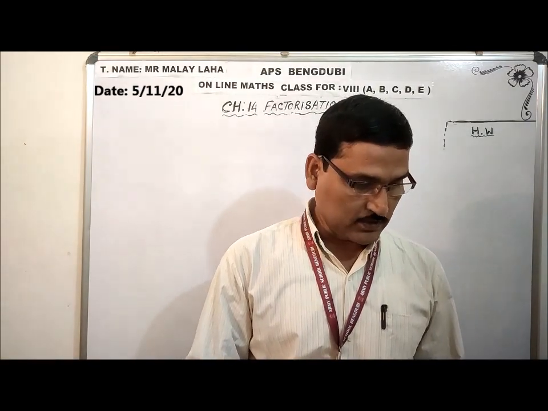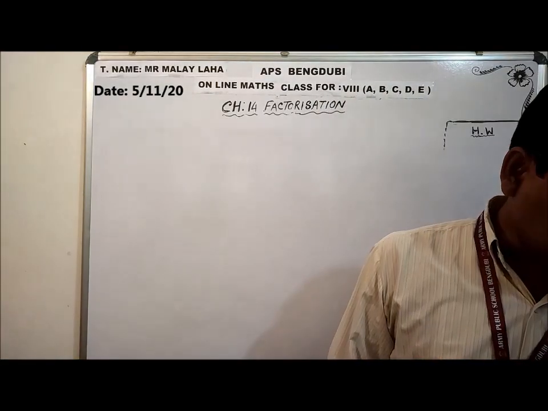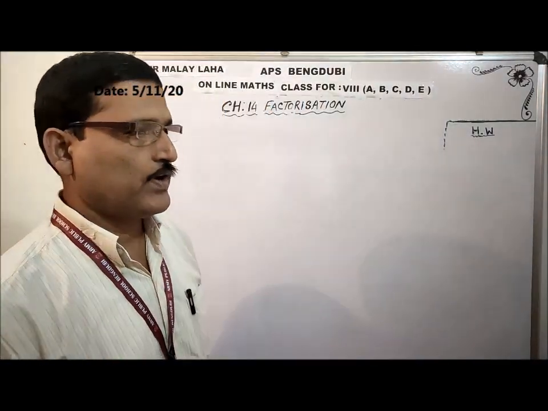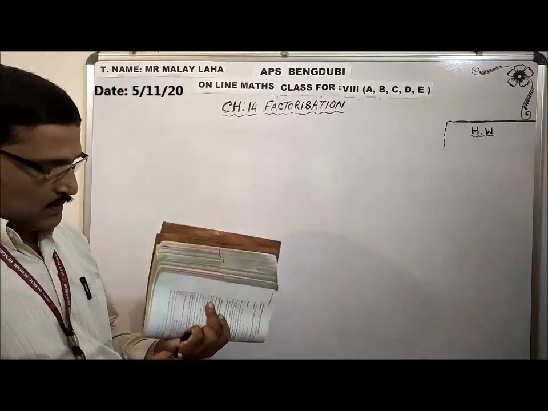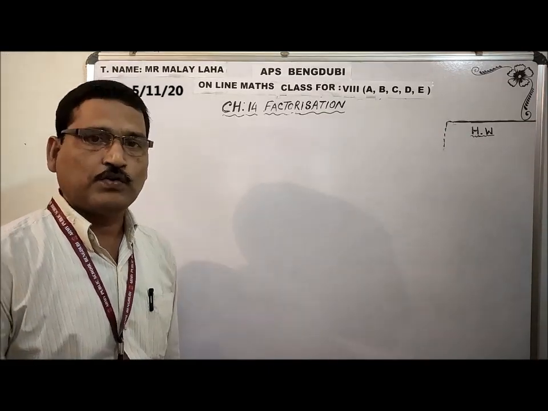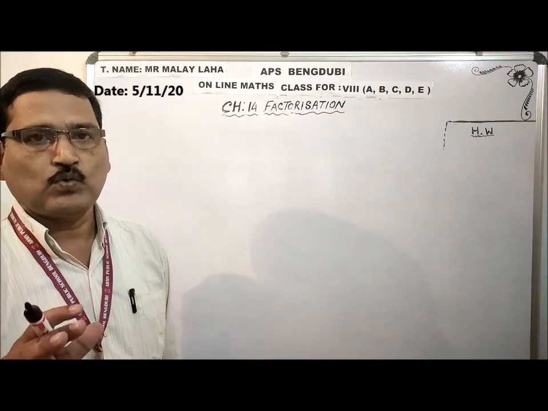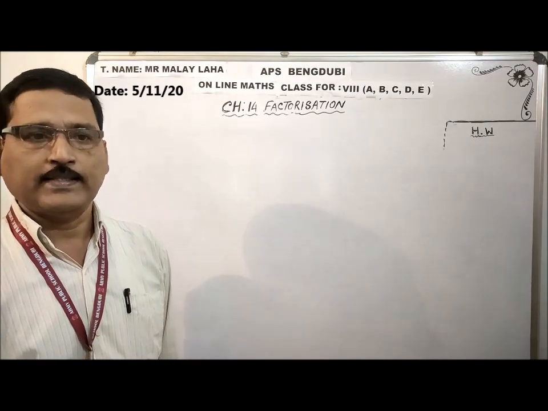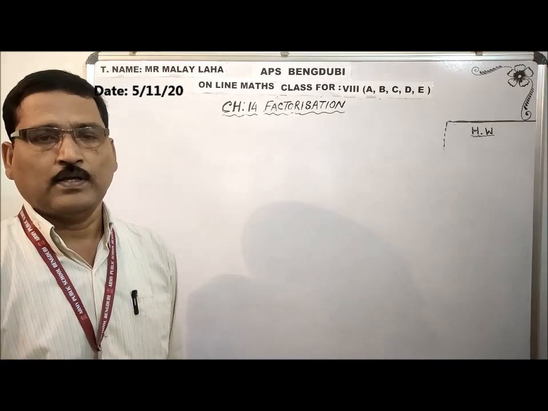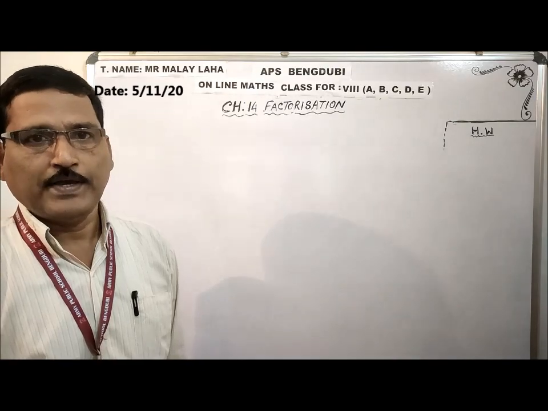For the last two days I was solving how to factorize algebraic expressions, and my last part was by following identities. Today also I am going to follow the same identities, the third identity, that is a square minus b square. When algebraic terms are present in the form of a square minus b square, or are not present in a proper form, we have to arrange the terms in that form, and then we follow the third identity, that is a square minus b square equals a plus b into a minus b.